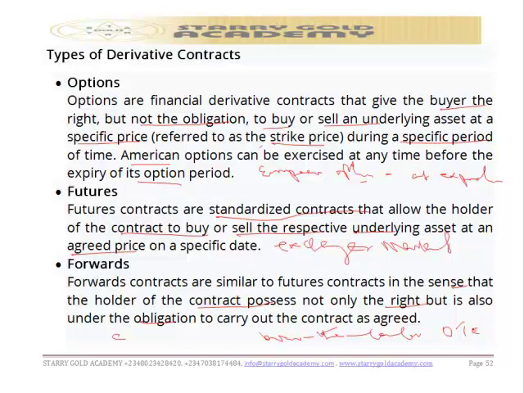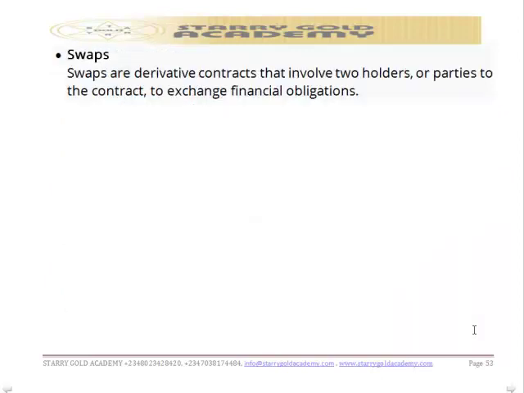That is forward contract. And the last one is swaps contract. So I'm talking of swaps. Swaps are derivative contracts that involve two holders or parties to engage in a contract in order to exchange financial obligations. So we have different types of swap. We have interest rate swap. We'll look at this in detail later. And this is one of the most common swap contracts entered into by investors.